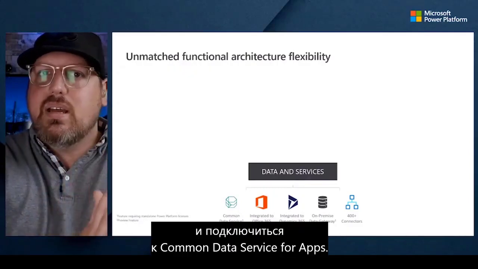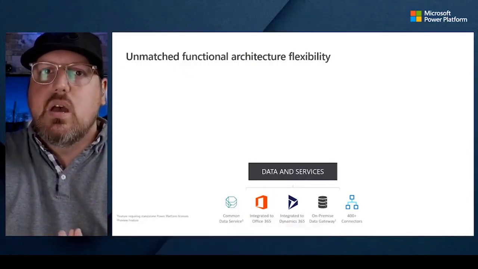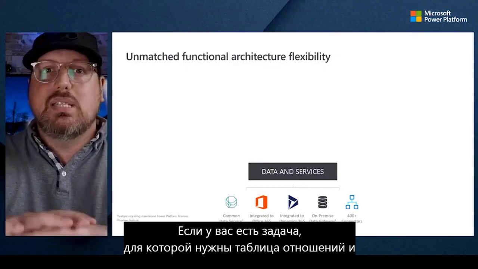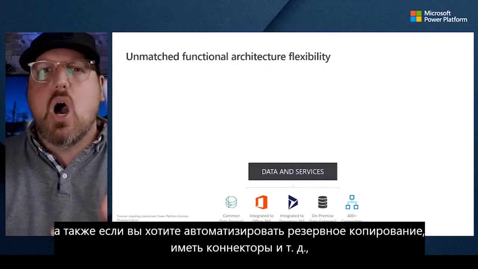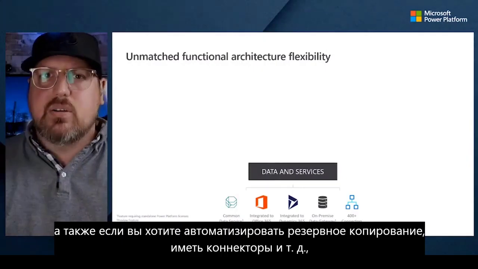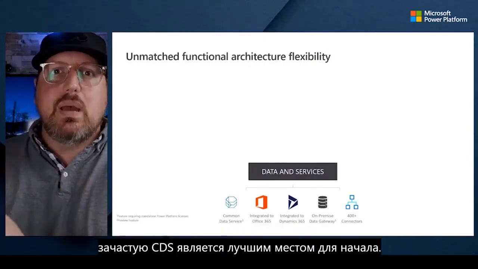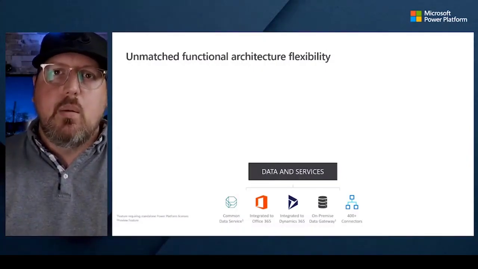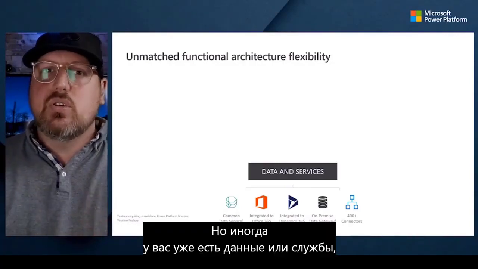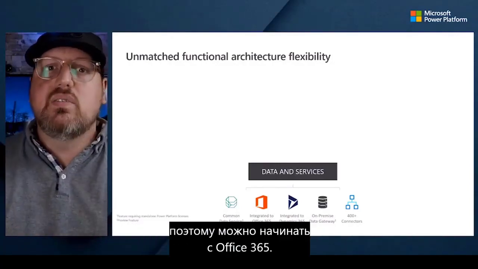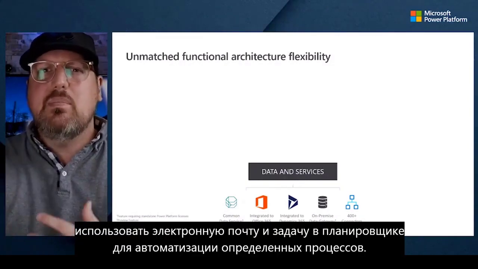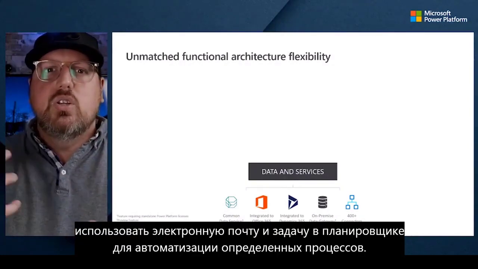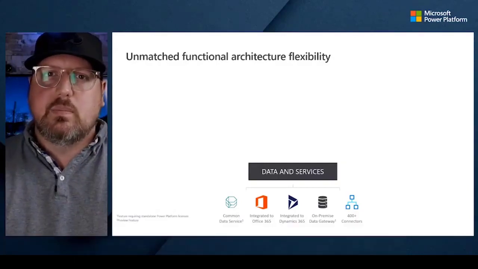And you can either connect to the Common Data Service for apps. If you have a new need that requires a relationship table, role-based access control, and you want to automate backups and have connectors and everything, the CDS is often the best place to start. But sometimes you already have data or services, and Office 365 is a good place to start again. You might want to connect to a SharePoint list, use your email, a task in Planner to automate certain processes.